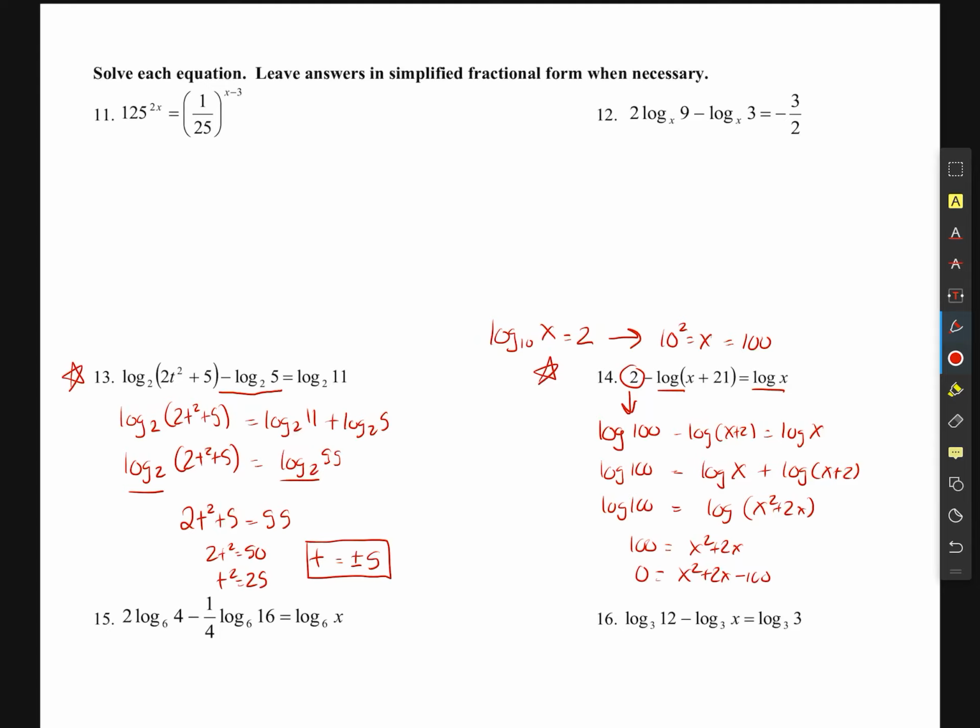Oh no, made a mistake. That didn't look like it worked. I forgot the 20. It's 21. There we go. x plus 25, x minus 4, x equals negative 25, x equals 4. 4 works. Negative 25 can't work because it gives us a negative argument.